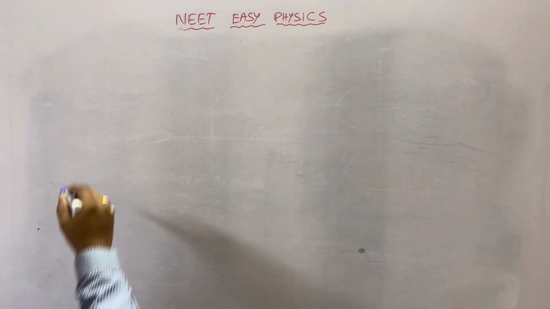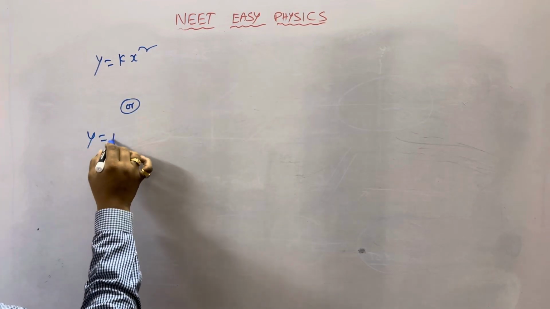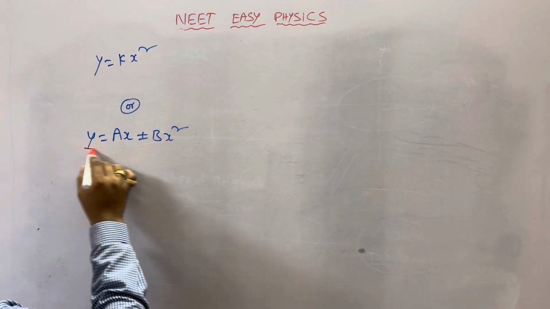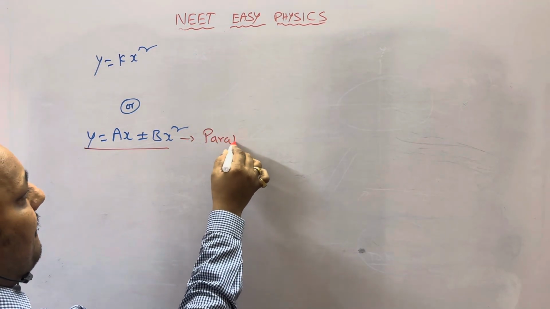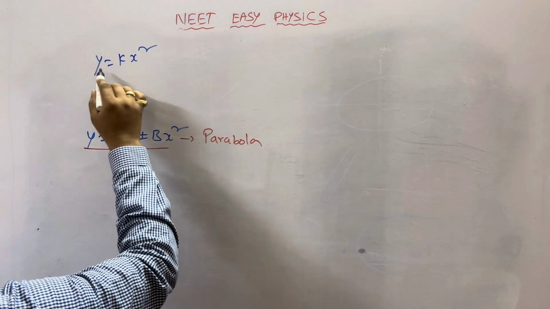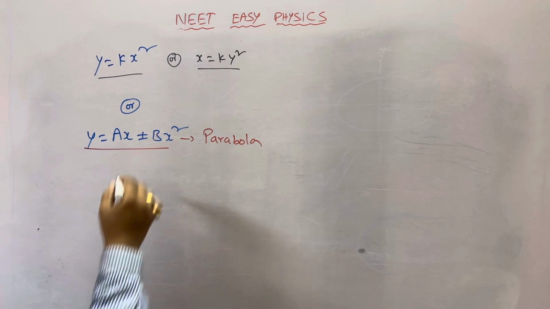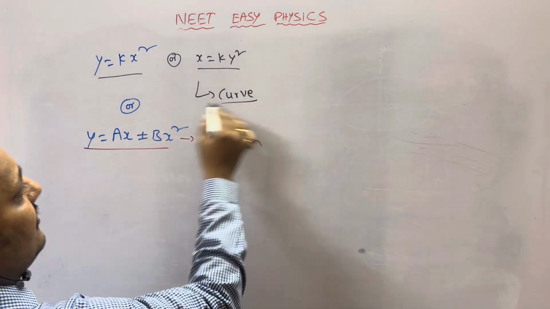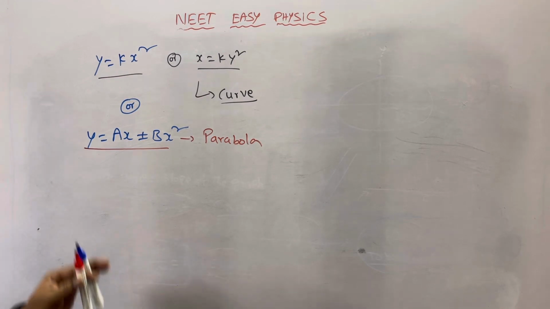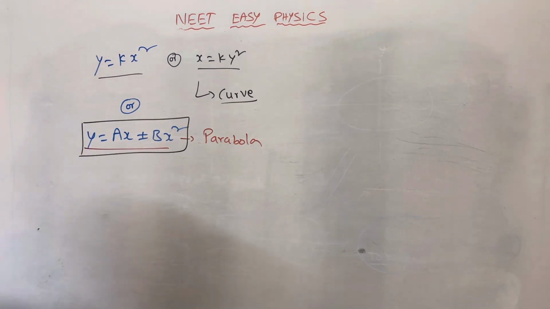Next relation: y is equal to kx square, or y is equal to ax plus or minus bx square. If you get an equation in this shape, it is going to be a parabola. So y is equal to kx square or x is equal to ky square is nothing but a curve. Sometimes they call it a hyperbola. So these two are the other relations between y and x.